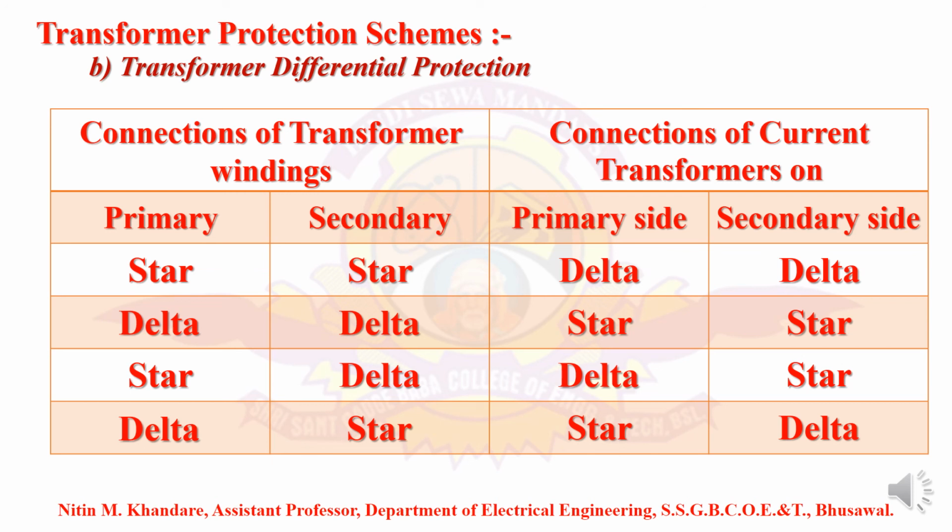In simple language, we have to always remember that we have to make the connections of CTs exactly opposite to the connections of that particular winding.